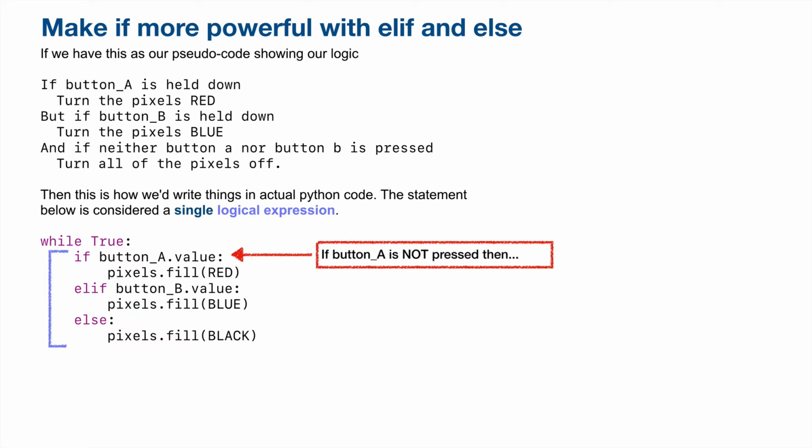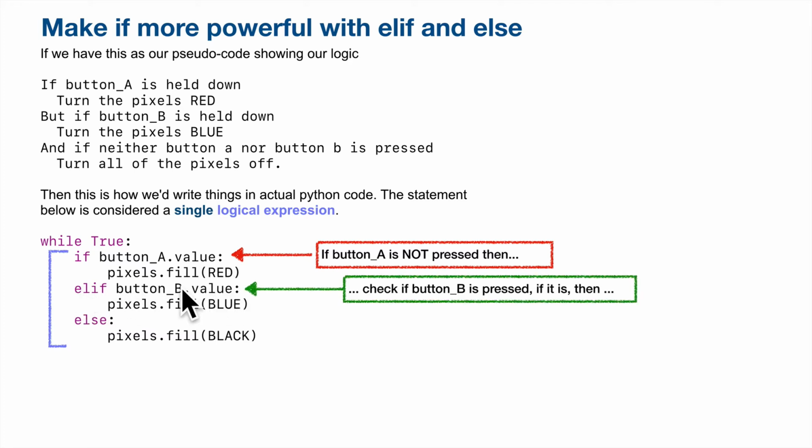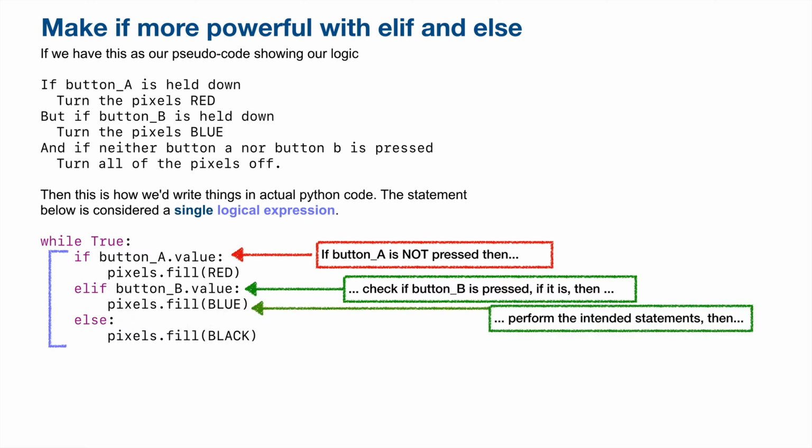Now, if we have the situation where button A is not being pressed, then we're going to skip over all of the indented statements and go down to the next part of our if condition, which is elif, which you can think of as else if, button B is being pressed. So if button B dot value is true, meaning button B is being pressed, then we're going to execute all of the statements that are indented after this true condition. Now, once we've executed all of them, there's only one statement here, we're going to skip right to the end. Now you can probably guess what would happen with else.